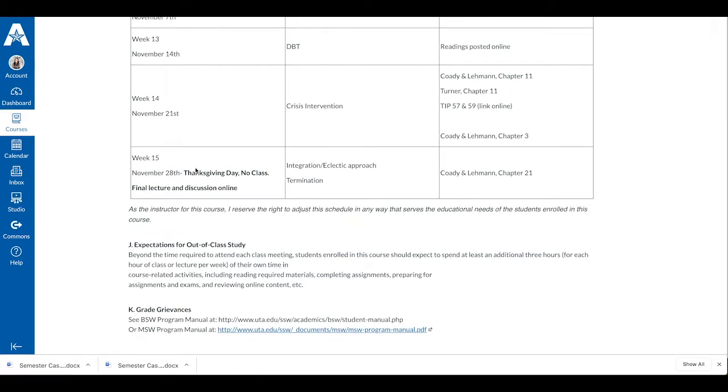Technically, our last day of class would be Thanksgiving Day, but we have no class that day. So the final lecture will be optional. You do not need to participate because, again, there's no class. I'll post a final lecture, and then I'll post a discussion online that you can participate in if you feel like it. We'll be talking about termination, and then the discussion will be extra credit if you choose to participate.